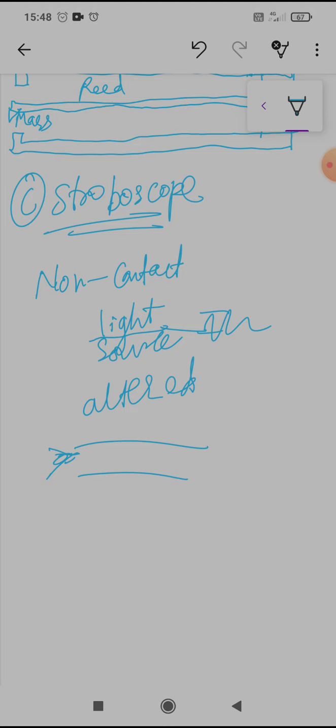The point will appear stationary if and only if the frequency of the rotation and the frequency of the pulsating light are the same. In that case only, the point will appear stationary. The stroboscope can measure frequency above 15 hertz only. So this is a non-contact type vibration frequency measuring device.